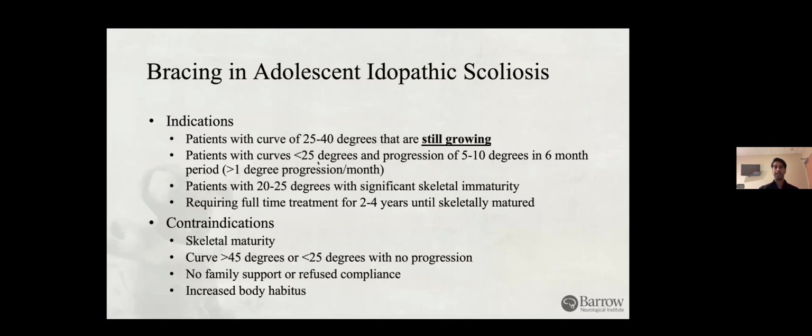But when would you brace? It's for patients who have a curve between 25 and 40 degrees that are still growing, or if their curve is less than 25 degrees and has greater than 1 degree of progression a month. The real question is that you want to brace patients who have skeletal immaturity. If they're skeletally mature, then their deformity is much less likely to progress, and so there's no real indication for a brace there. And of course, we have to evaluate the compliance, and body habitus issues are also something to consider.